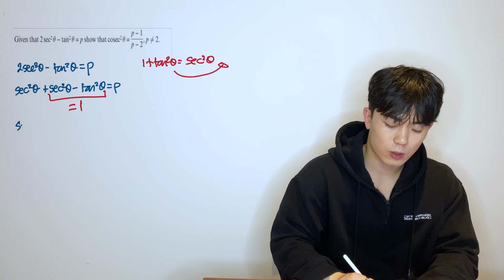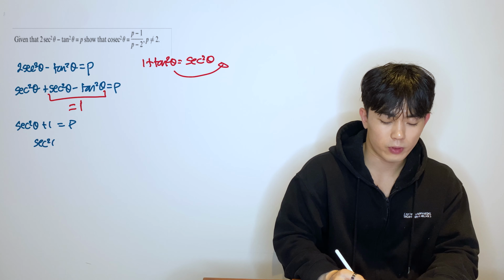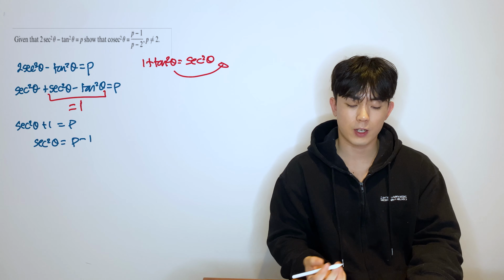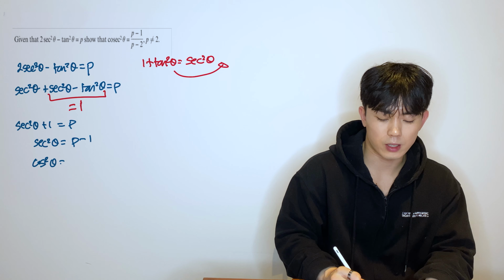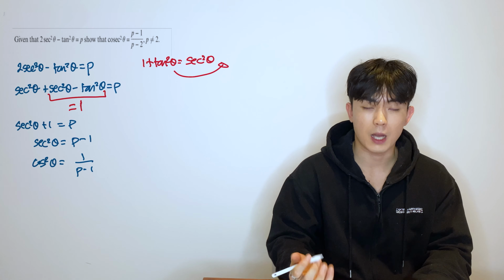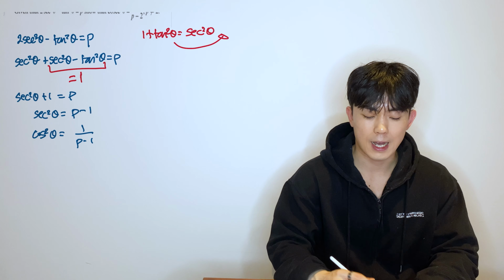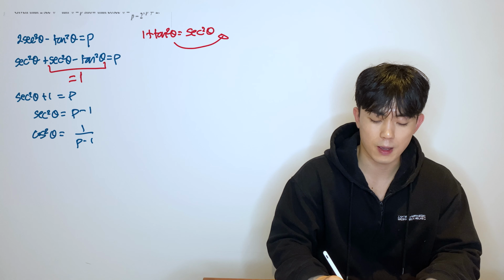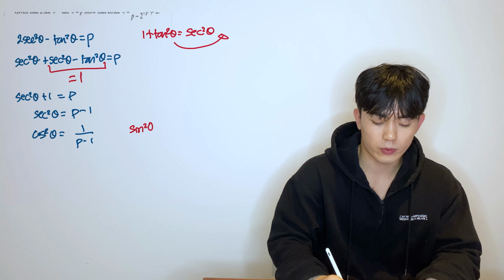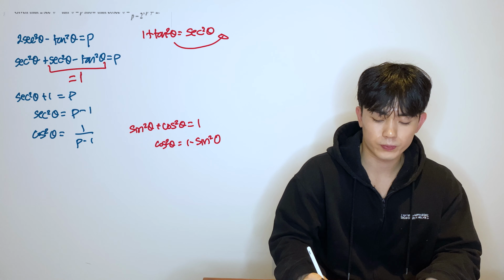So I can say that sec squared theta plus 1 is equal to p, meaning that sec squared theta is equal to p minus 1, like this, right? What can we do next? Well, sec squared is 1 over cos squared, so cos squared theta is equal to 1 over p minus 1. And we know cosec is 1 over sine, right? So ideally, if we have sine, then we can just flip it. So how do we relate cos squared and sine squared? Well, that's just the first identity we've learned in the year 1 book. So sine squared theta plus cos squared theta is equal to 1, meaning that cos squared theta is equal to 1 minus sine squared theta.